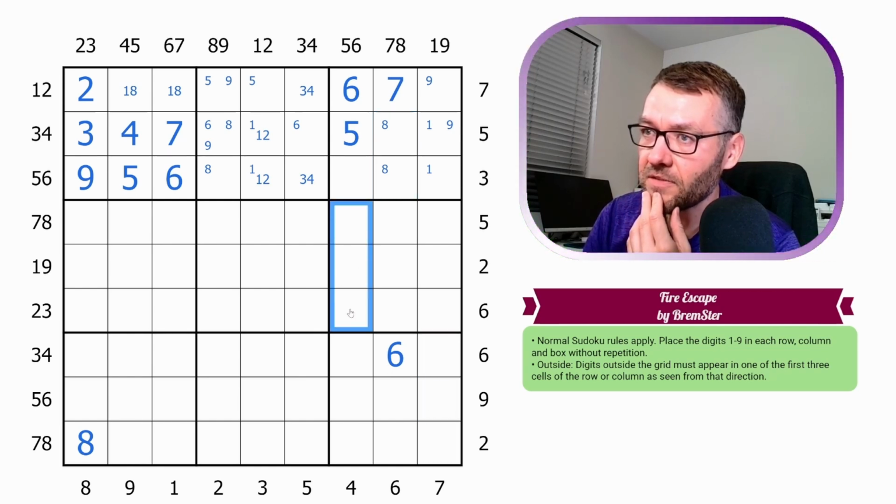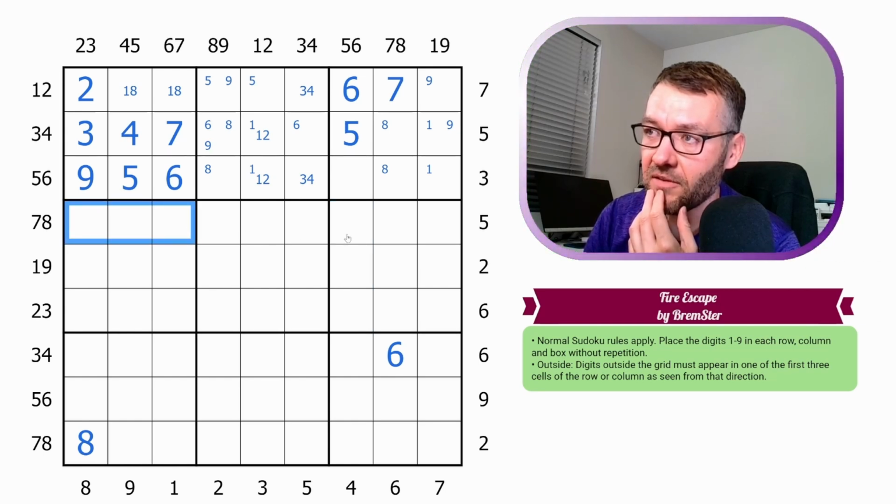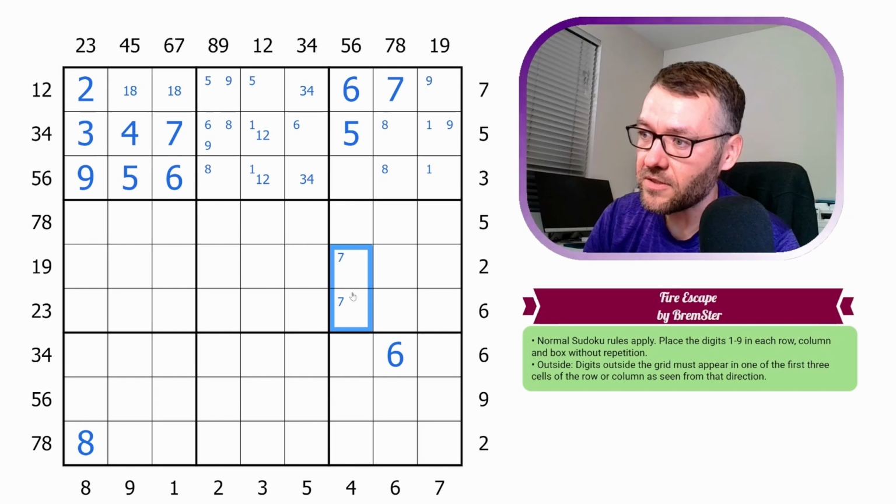Seven is going in here. That means for this box, 7 is going to go over here. And it's actually not going to go here because we need a 7 and 8 over here somewhere. So the 7 is going to go in one of these 2 spots.